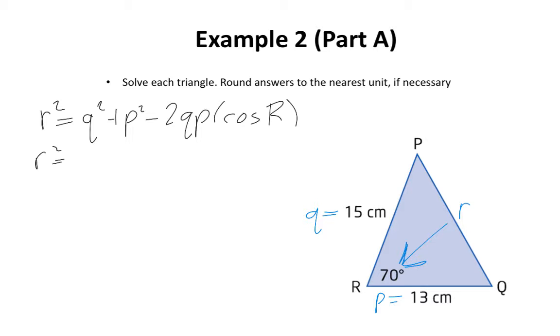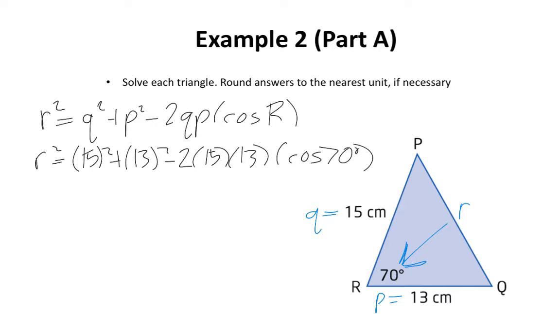So at this point, all you need to do is substitute in your known values. I'm going to put them in brackets. So I have 15 squared plus 13 squared minus 2 multiplied by 15 multiplied by 13 multiplied by the cos of angle 70 degrees. I'm going to simplify this in the next step. So 15 squared is 225.